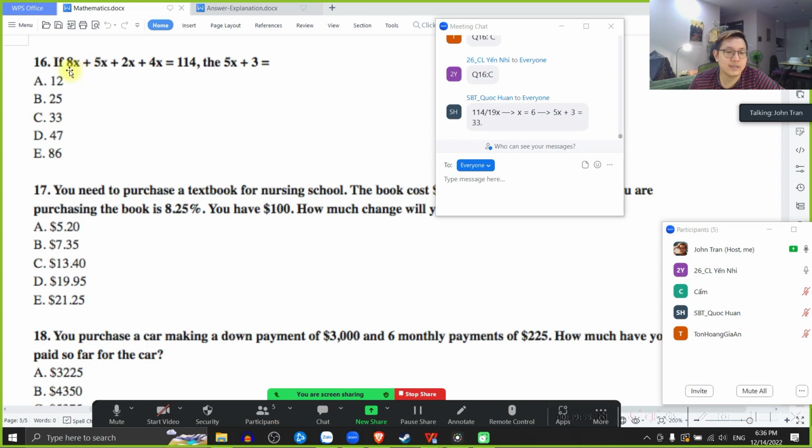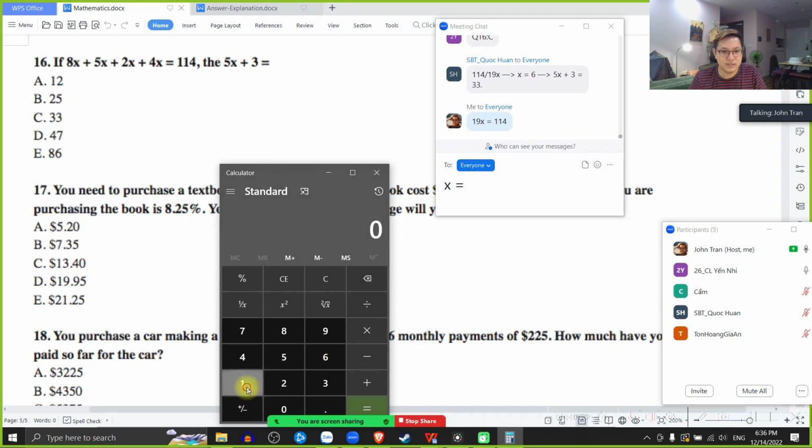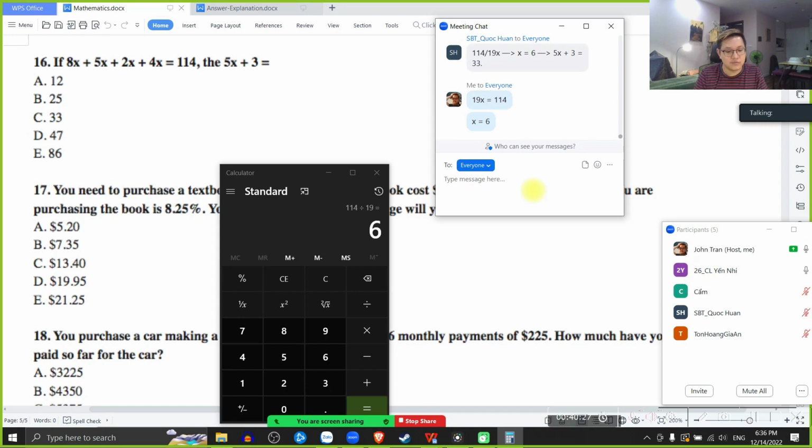Okay, so basically we have this one. Of course, you can find x, right? 8x plus 8 plus 15, 8 plus 5 is 13, plus 2 is 15, plus 4 is 19. So we have 19x equal to 114. So x equals 114 divided by 19, so it should be 6. So 5x is 5 times 6 plus 3, it's 33. So answer C.